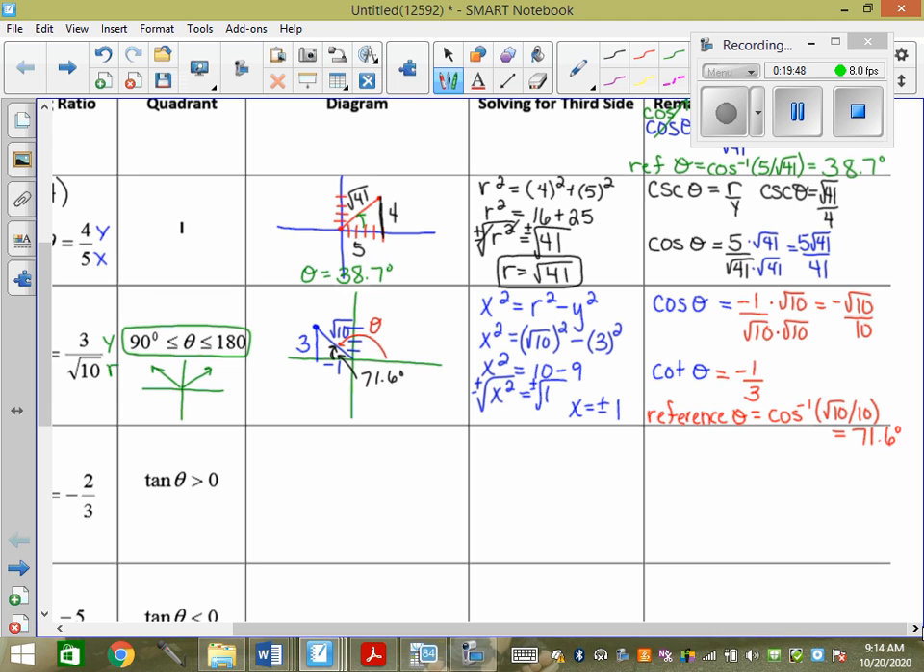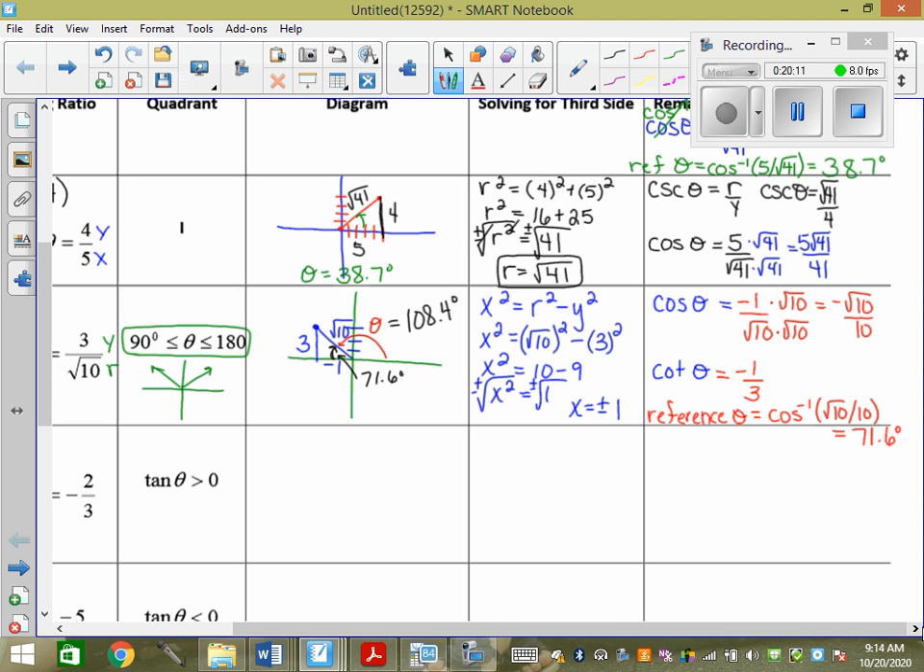So how do I actually get the red angle? 180 minus the reference angle, right? 180 minus 71.6. And what do we get? 108.4, I believe.